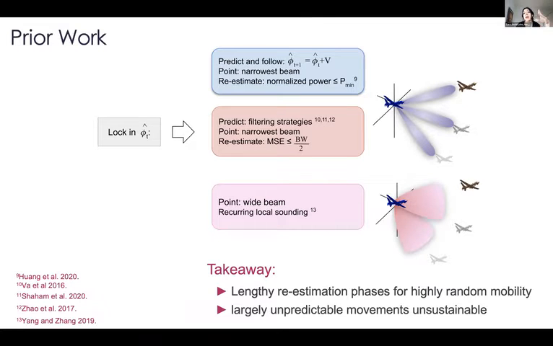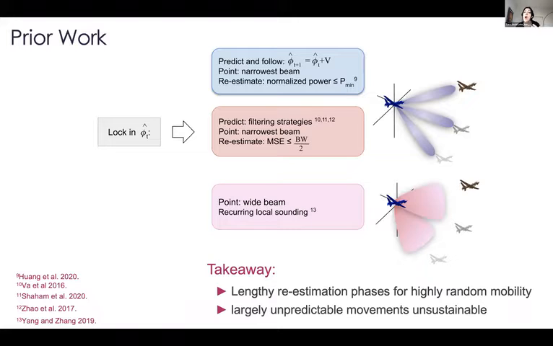And then they have some sort of threshold on either normalized power or mean square estimation error, and if these are not of high quality, they say, I can't really communicate, and go to a pilot phase where they actually re-estimate the angle of arrival.